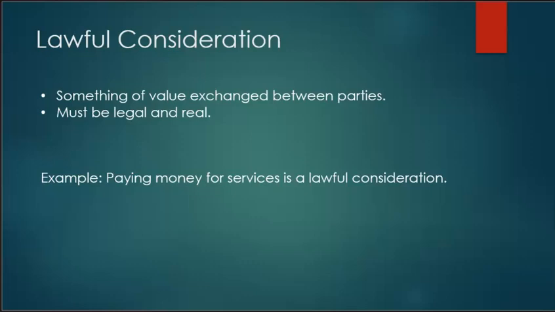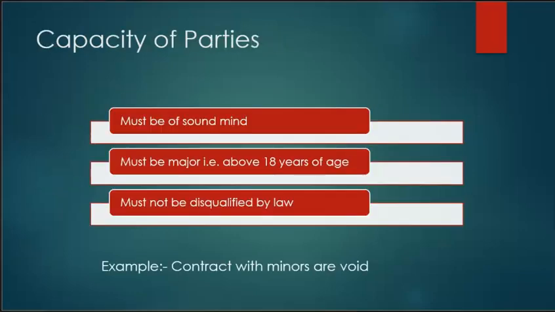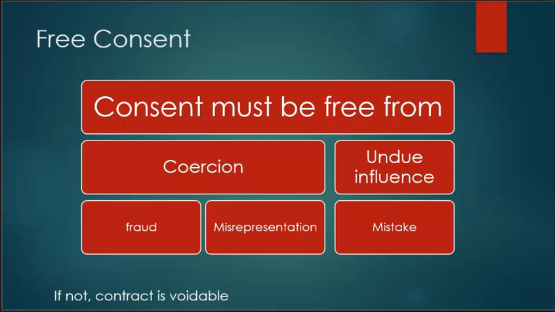The next point is capacity of parties. Capacity of parties means the people making the contract must be of sound mind, must be a major, that is above the age of 18 years, and must not be disqualified by law. For example, any contract with a minor is void. Any contract with a lunatic is also void. And if we make a contract with an insolvent, it is also a void contract.